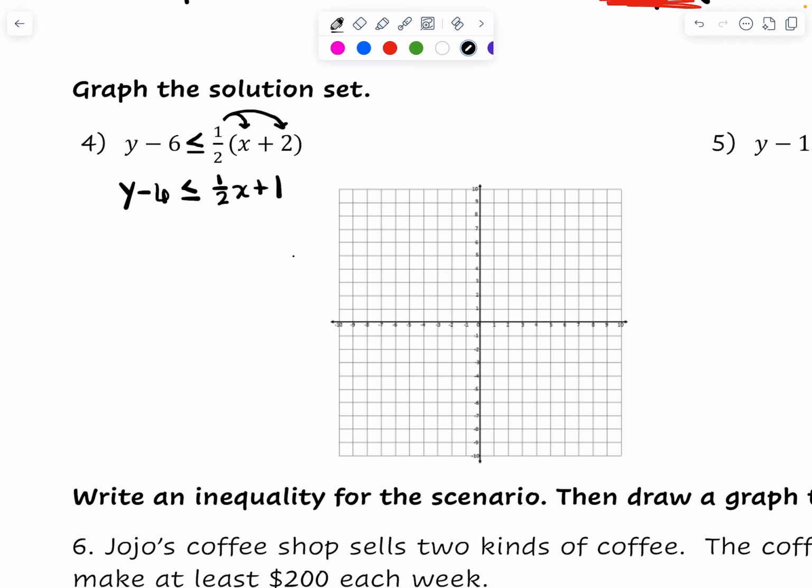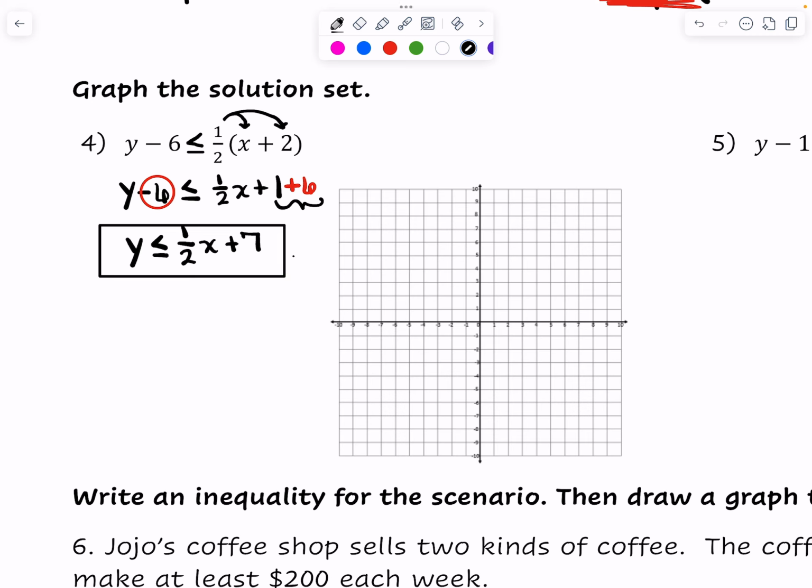Now, y has to be isolated. So now I can take that -6 from this side, move it to the opposite side of the inequality, but over here it'll be a positive 6. So go ahead and rewrite that. Y is less than or equal to 1/2 x, 1 plus 6 makes positive 7. So now we have an inequality in slope-intercept form.